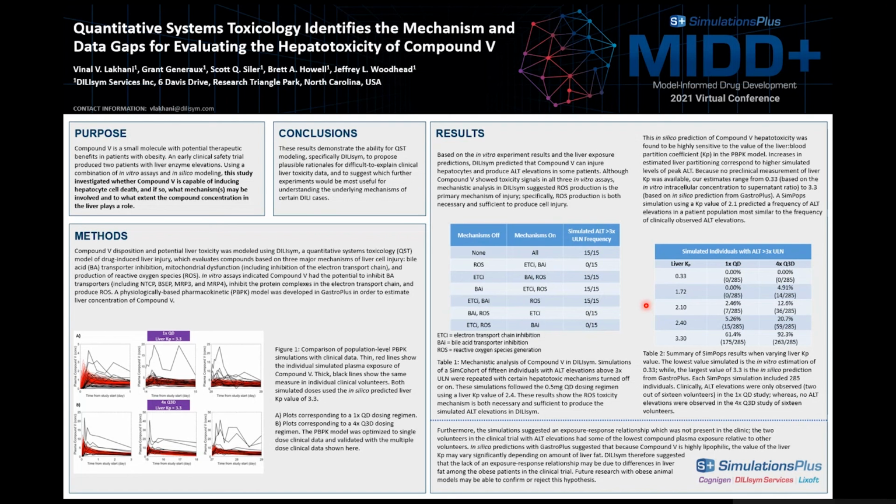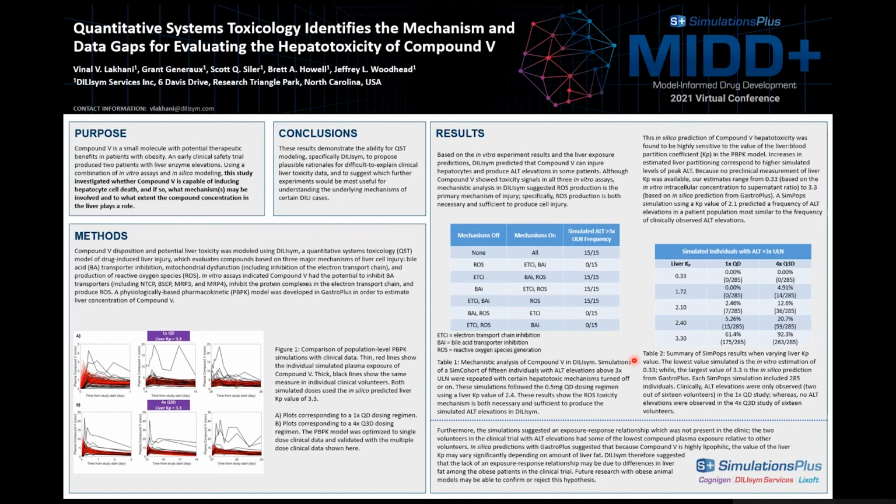Still, we encourage them to move forward, and one of the better next steps for them to take was to do a preclinical study with rats and run the QWBA study to estimate the liver KP value.